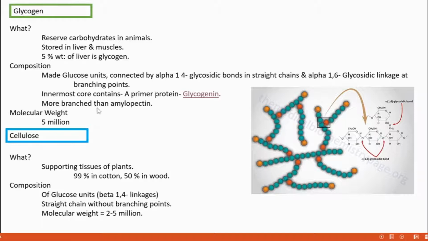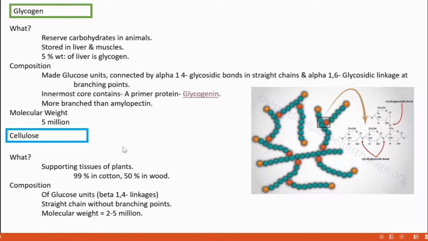It is more branched than amylopectin. Molecular weight is 5 million. This is the structure of glycogen. Here we can see the 1,4 glycosidic bond connecting the straight chain, and also the 1,6 bond linkage at the branching point.